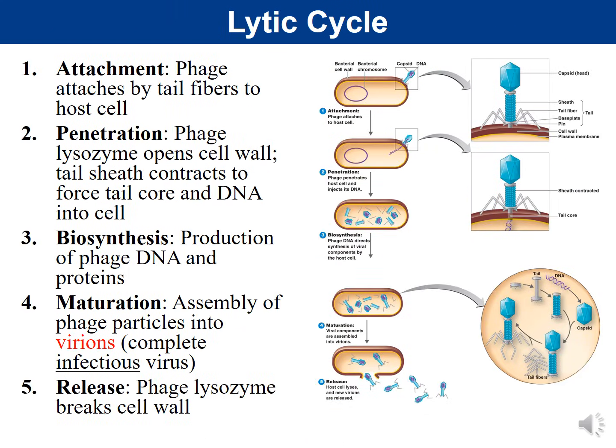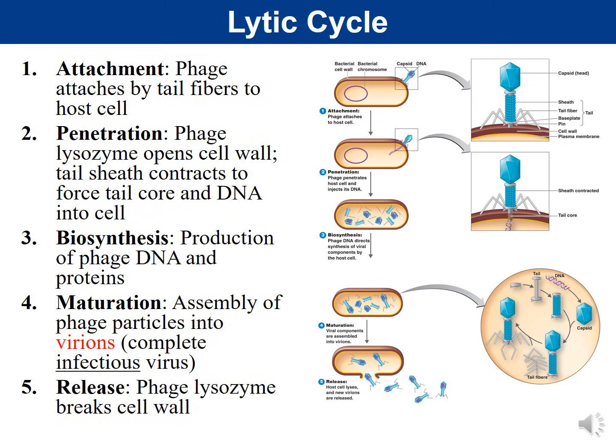So, if we look at phage multiplication, we have attachment, and in attachment, remember that the phage is a complex virus. Here's its capsid head. Here are the tail fibers. Tail fibers will land and attach at the E. coli or the bacterial cell wall. And so this is when attachment happens. The tail fibers attach to the host cell.